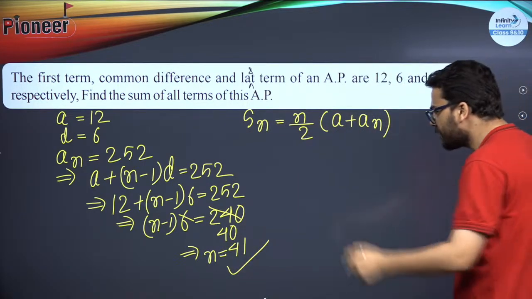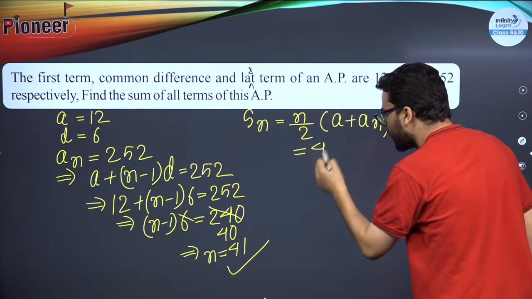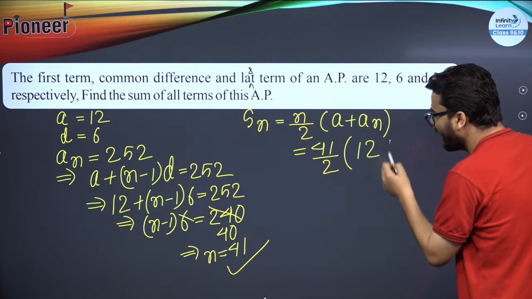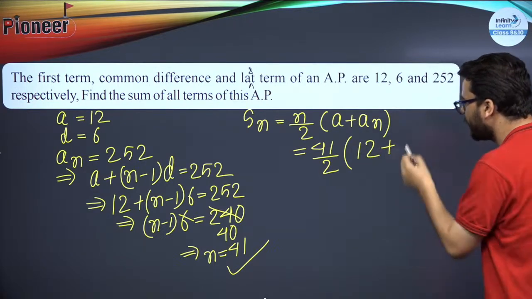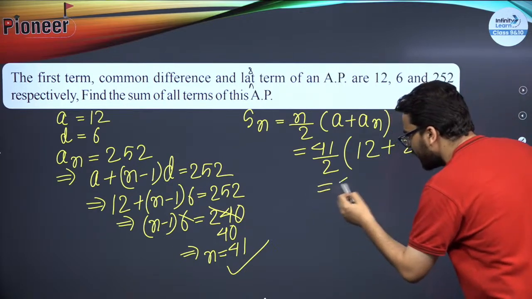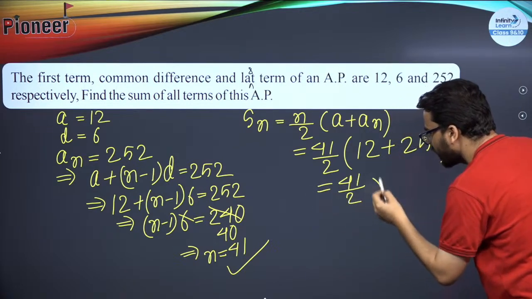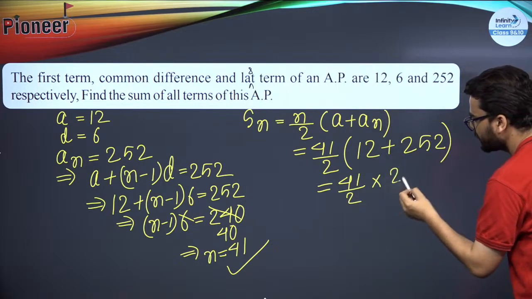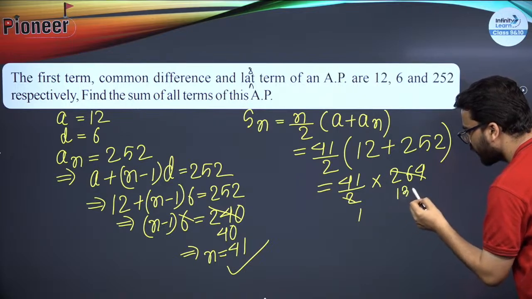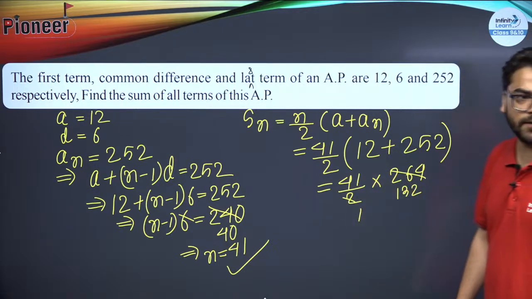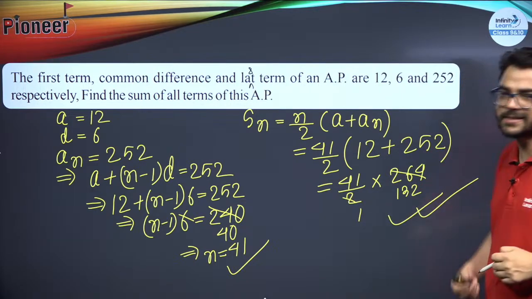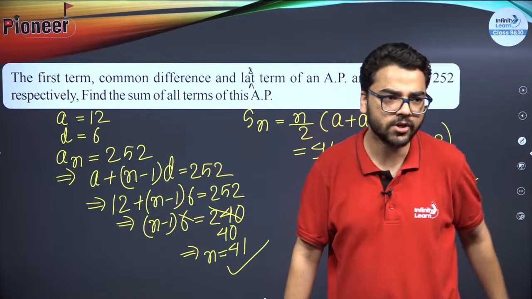So the sum of the first n terms of this AP will be 41 by 2 into A, which is 12, plus An, which is 252. So this is the answer or not? Tell me. You can just simplify and get the answer. I'm not doing the whole calculation. So this will be 264, and this is 132 into 41 will be the answer. You can do the calculation. I hope this is clear to every student in this session. Any doubt in this question, guys?